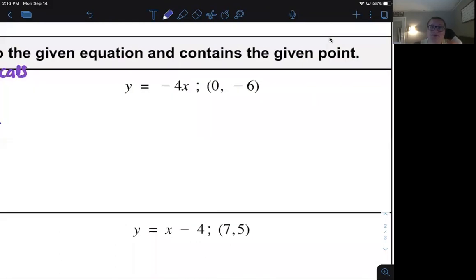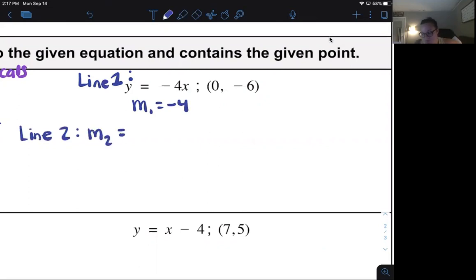The next problem we're going to do together, the given line is y is equal to negative 4x, and the point on the second line is 0, negative 6. So this is line 1. The slope of line 1 is negative 4. So for line 2, we're going to take the opposite reciprocal of that for its slope, which would be positive 1/4. Then we're going to plug that slope and the given point, 0, negative 6, into point slope form.